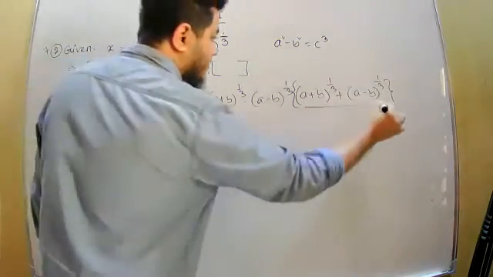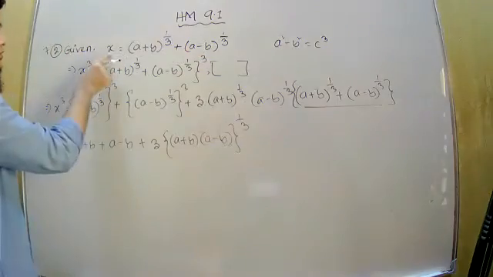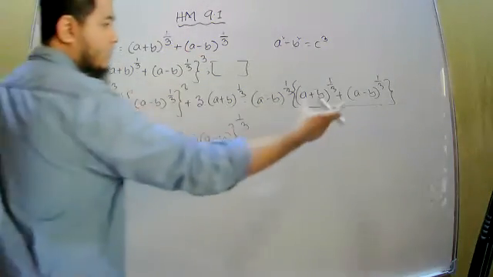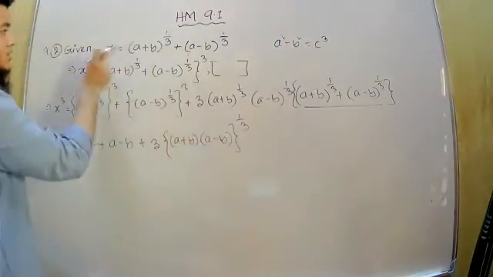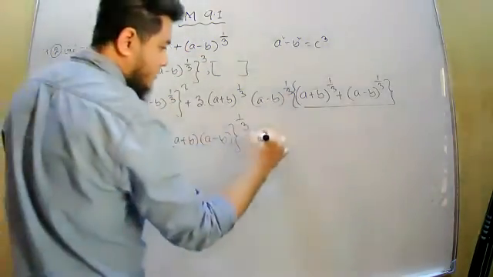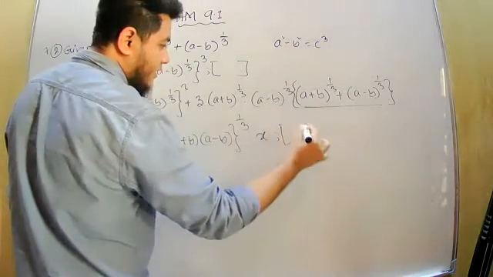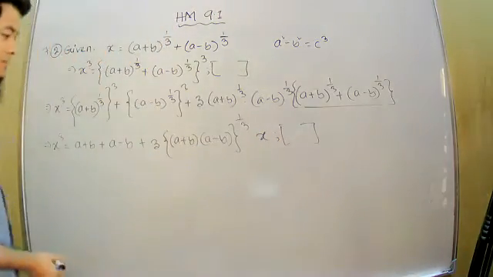And this part is equal to x. This is already given, right? This part is equal to x. So I will just replace x. You can write given. Okay.